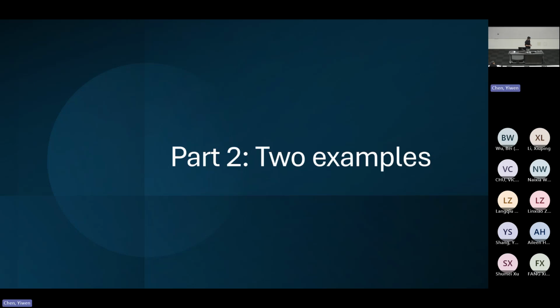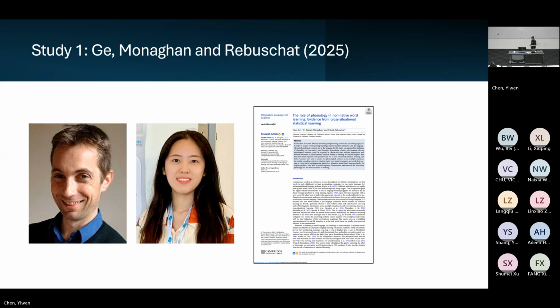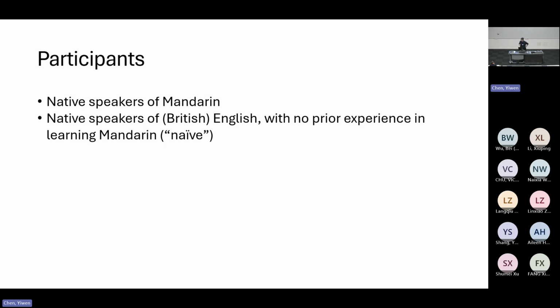So I want to show you now two examples of implicit and explicit learning research that we've done in our group. The first one is a study done with Cindy and my colleague Patrick Monan. This was published in the journal Bilingualism, Language and Cognition this year in 2025. The paper is called The Role of Phonology in Non-Native Word Learning, Evidence from Cross-Situational Statistical Learning. So I just want to show you how we do this type of research.